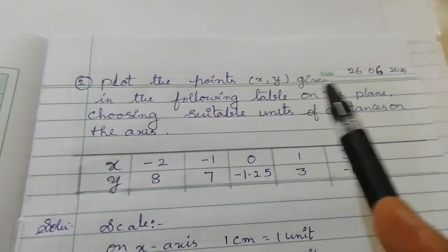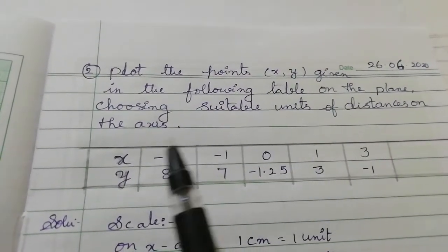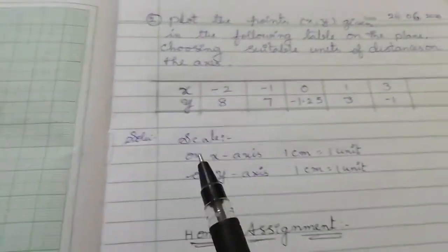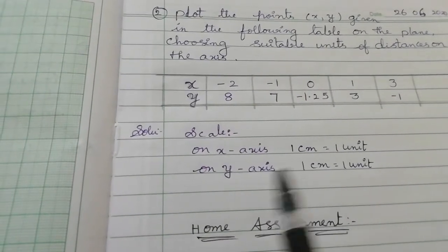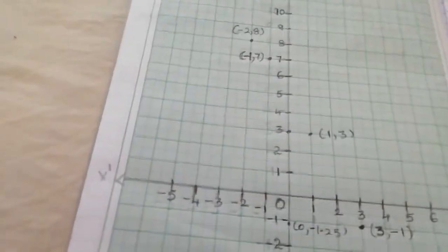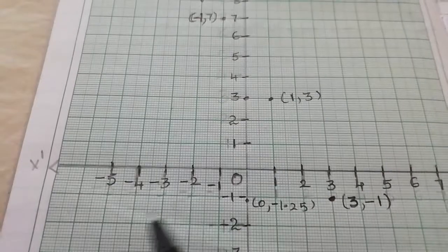Now we'll come to the second question. Plot the points (x, y) given in the following table on the plane, choosing suitable units of distance on the axis. First we have to take the scale. On the x-axis 1 centimeter is 1 unit. On the y-axis 1 centimeter is 1 unit. First we have to draw a horizontal line and a vertical line. First mark the origin O. This is x and this is x dash. Remember, on the positive side you will have x, on the negative side you will have x dash. Above 0 you will have y and below 0 you will have y dash.